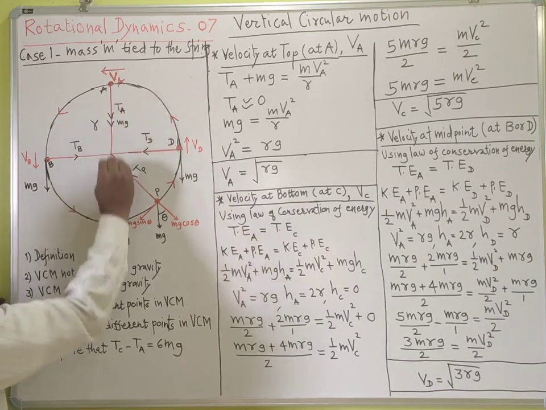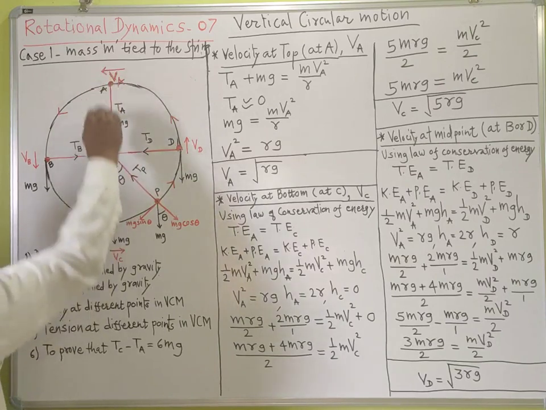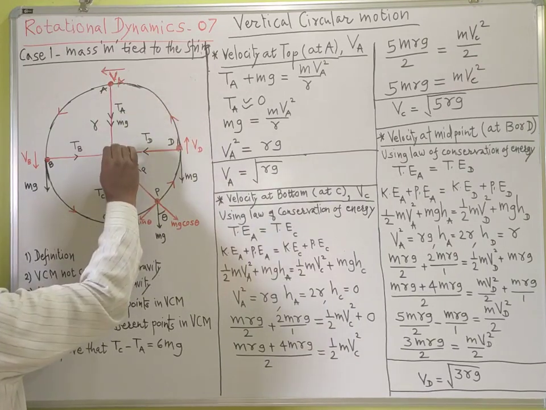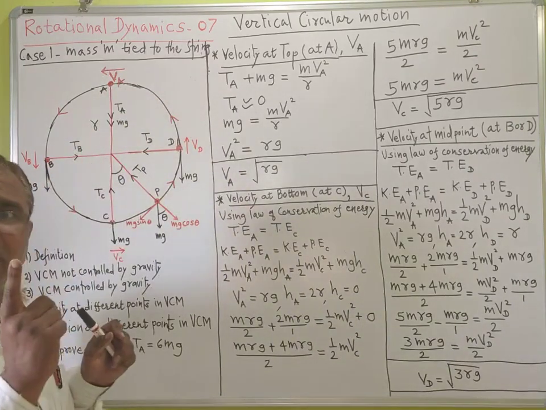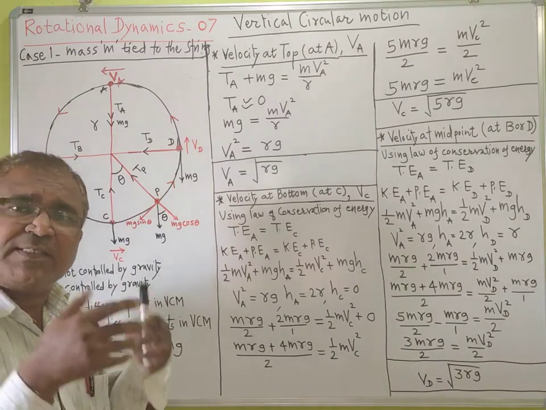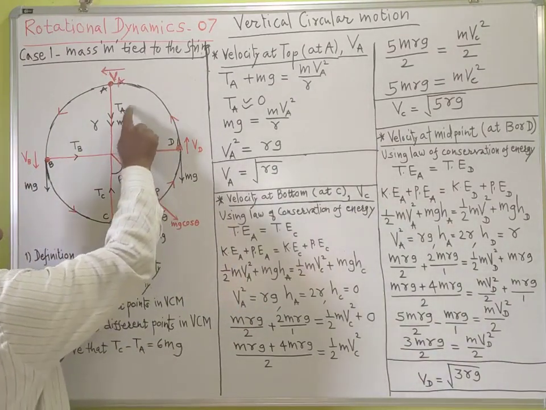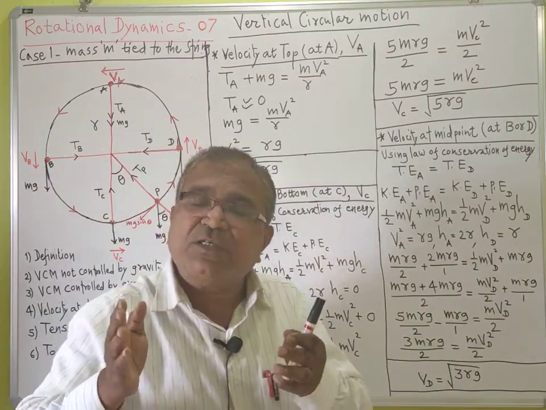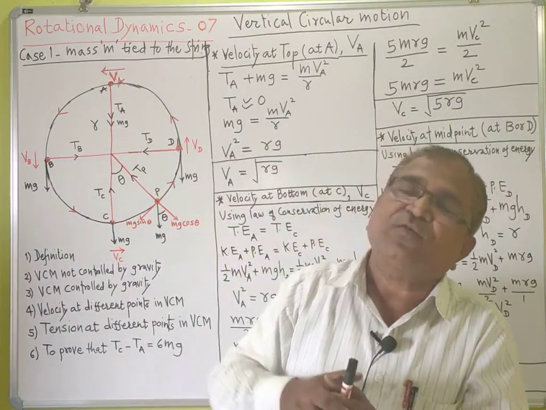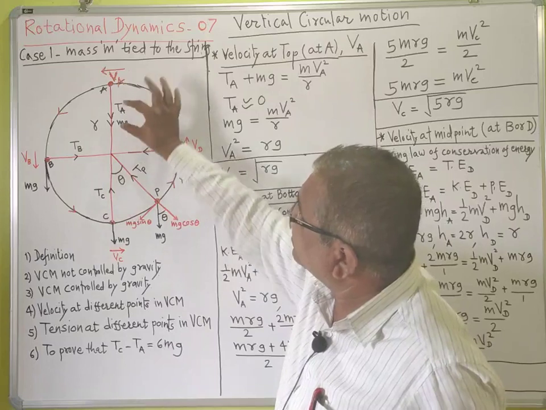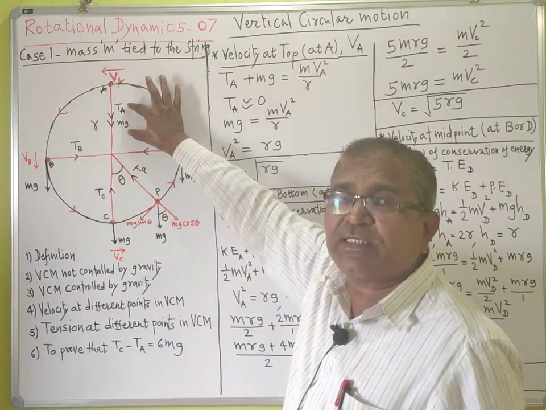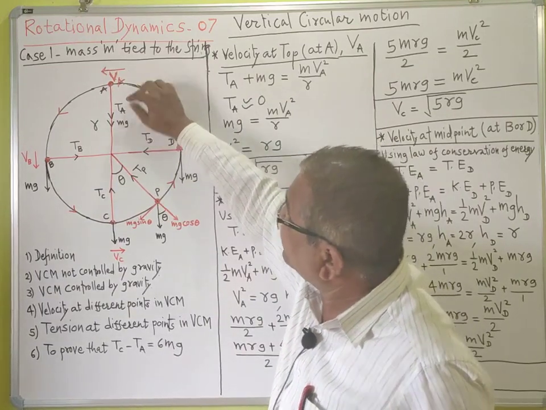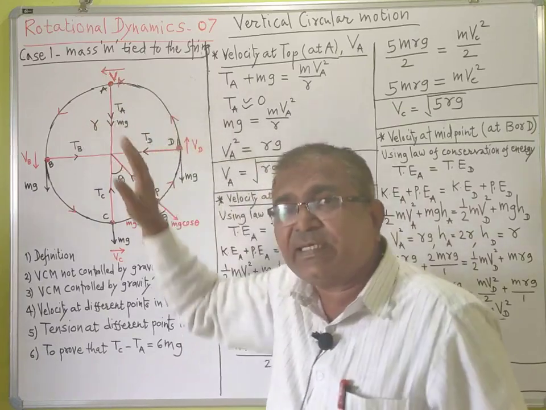Both the arrows are in the downward direction, Ta downward, Mg downward. And because these two forces are along the same direction, what happens, dear student? The resultant force is nothing but the summation of these two. Ta is added with Mg, because both the forces are acting vertically downward. So we add these two forces and we get the resultant force. What is the resultant force? Ta plus Mg. And this resultant force is acting towards the center.